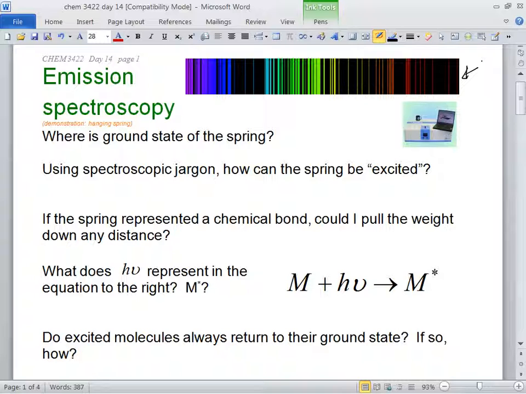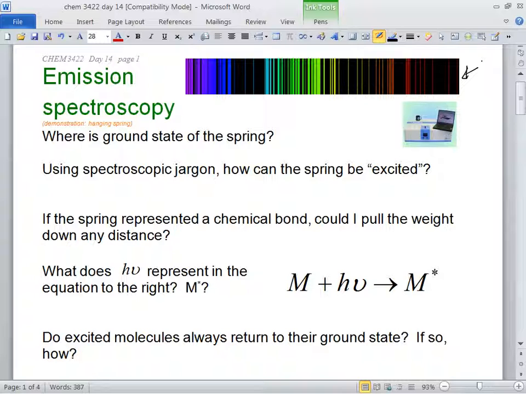Okay, so we have a spring. Where is the ground state, Alyssa, of the spring? The hanging spring system. Where physically is its ground state? Yes, right where it is right now, right? This would be its ground state. Okay. How can I excite the spring? Andrew, what would you say? Pull it down. Yeah, pull it down.